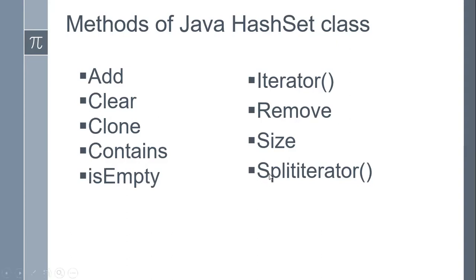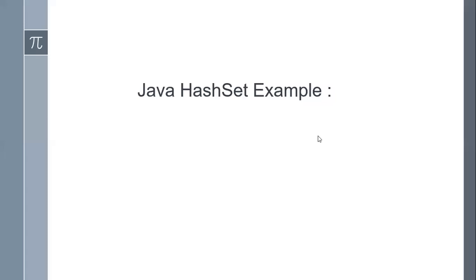Spliterator. This method is used to create a late-binding and fail-fast spliterator over the elements in the set. Whatever methods we discussed here, we can understand step by step by using a program. Let us understand HashSet examples and how the methods are used by using the program itself.